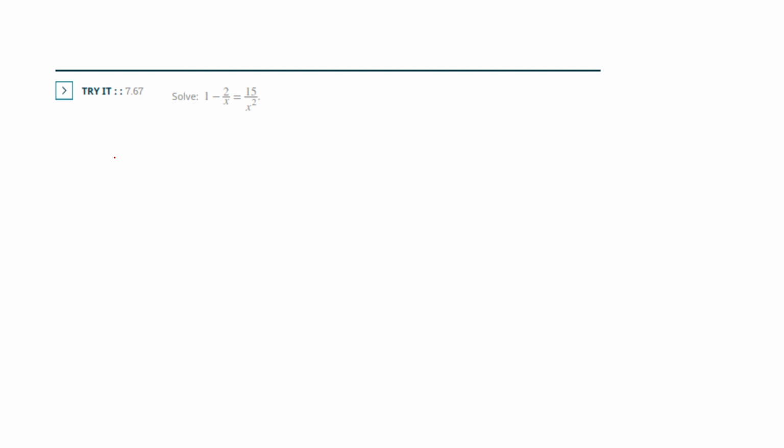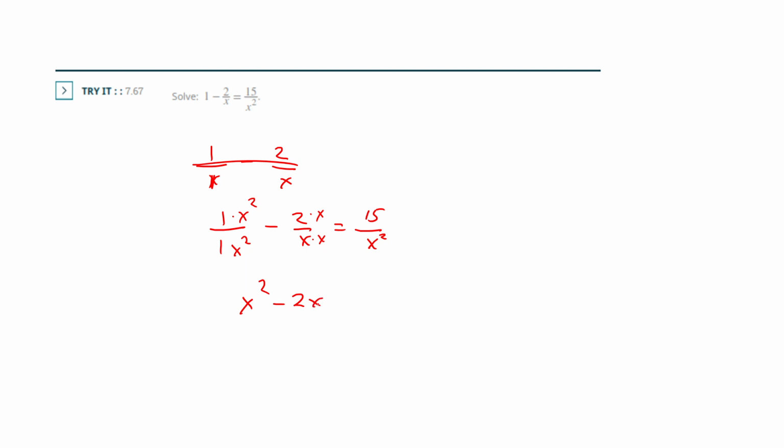Okay, try one on your own if you want to. Oops. So I should have made that. Hold on, I messed that up. All right, I want them all over x squared. So I'm giving him an x squared, giving him another x. All right, and this guy's got all the x's he needs. So we've got x squared minus 2x.